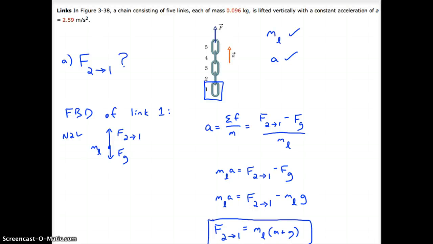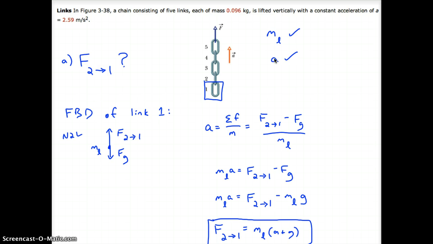This is a screencast video recording of a problem that was assigned for homework about links in a chain and the forces between them. I'll start here in part A, exploring the question, how much force does link 2 exert on link 1? And I note that the mass of a single link is given, and the acceleration of the whole chain is also given in this problem.